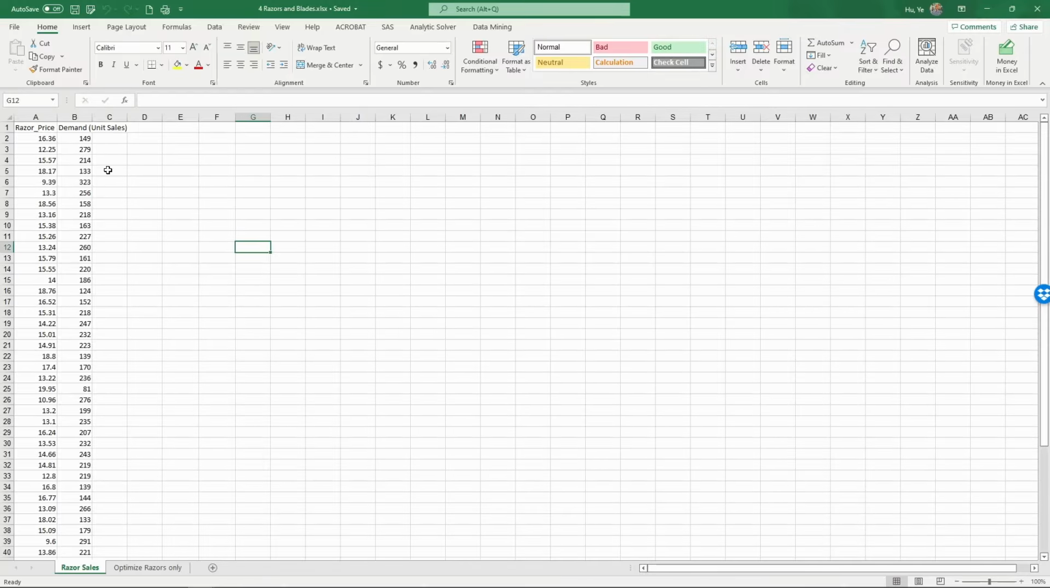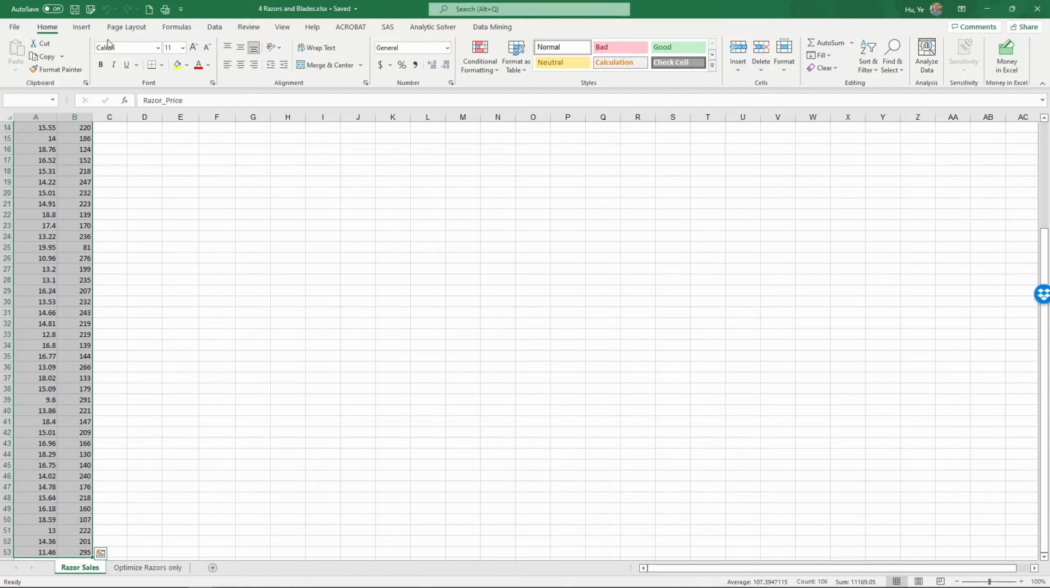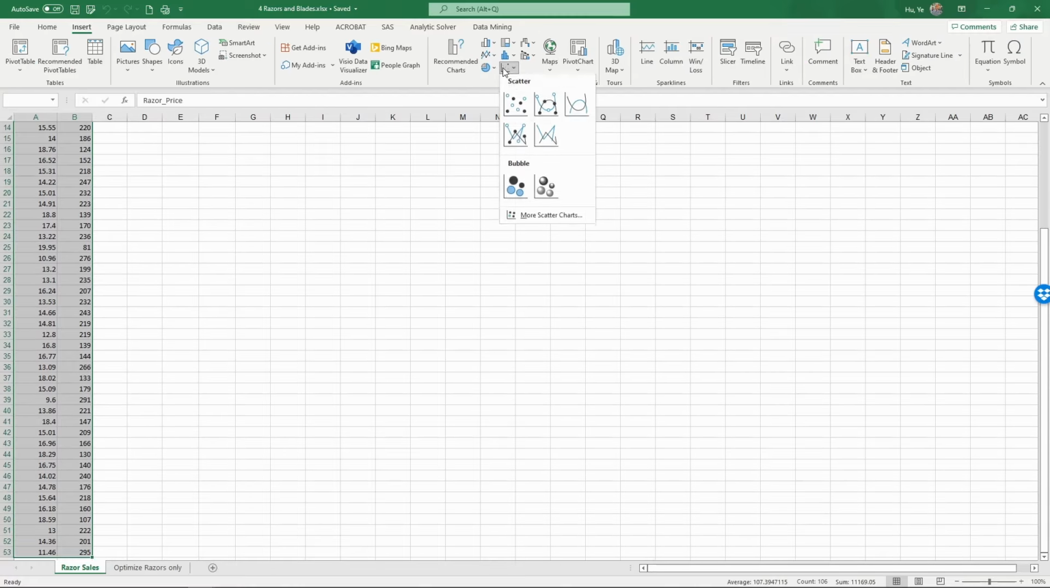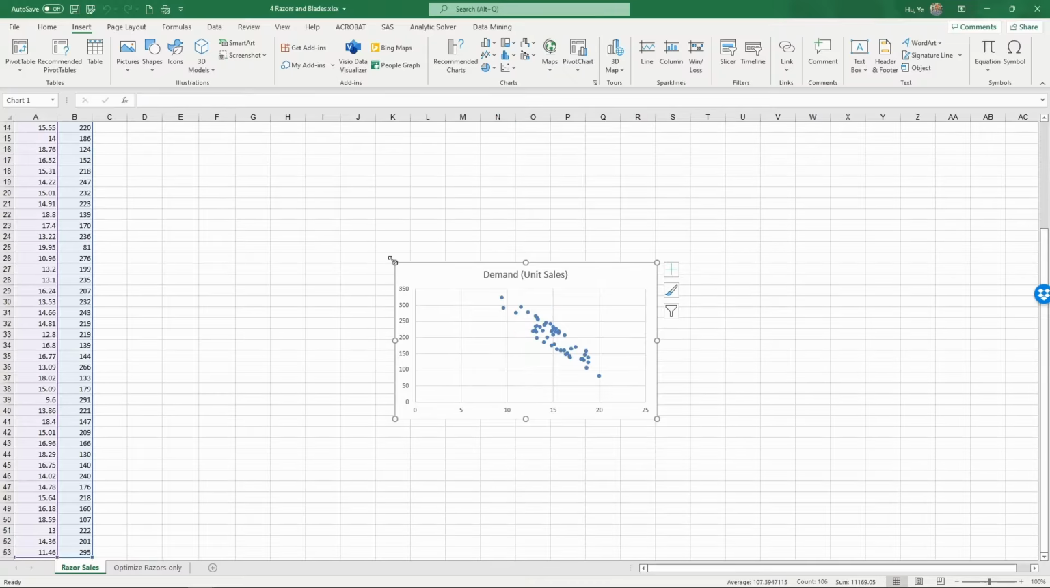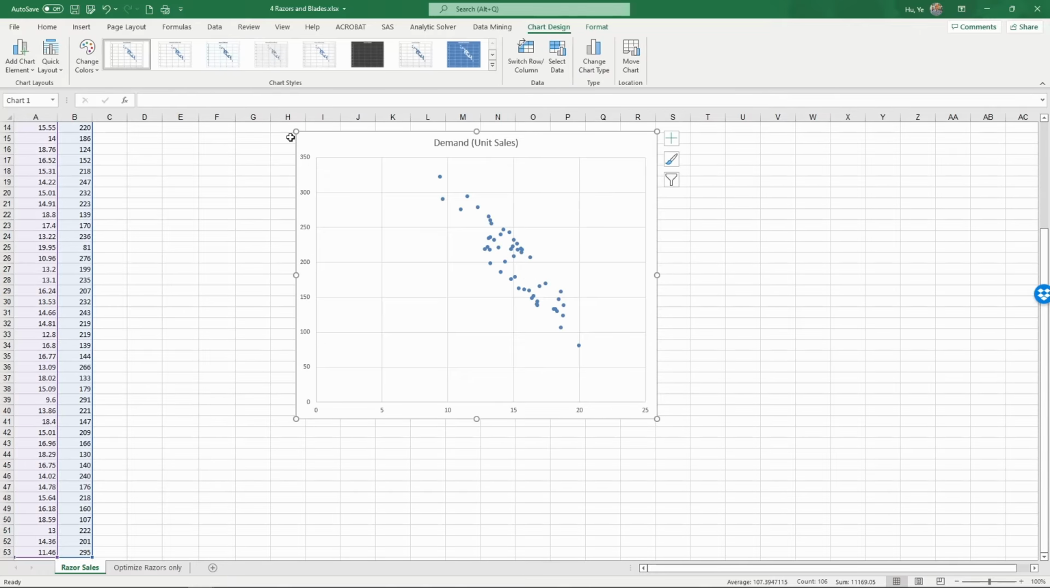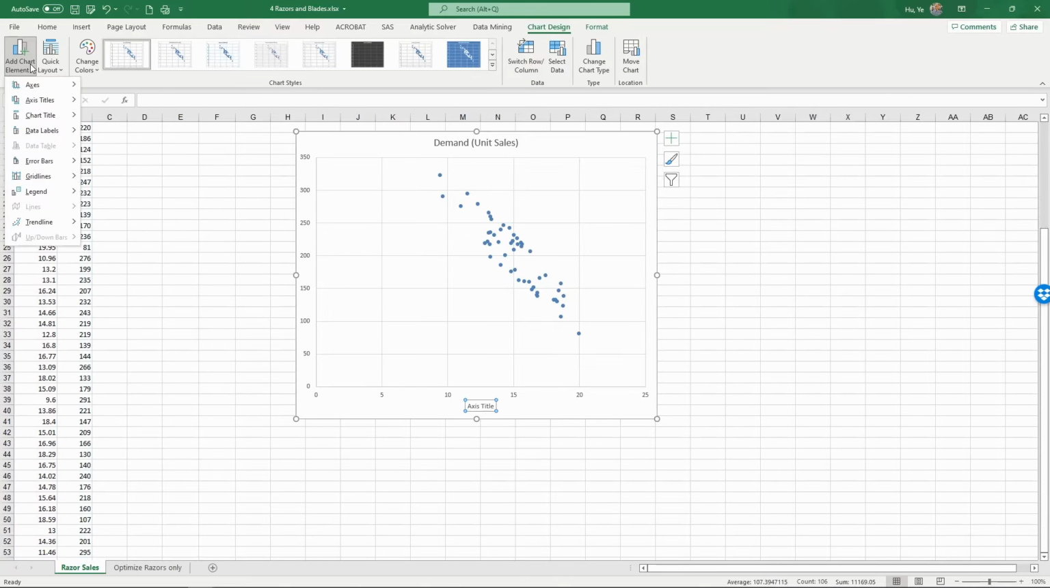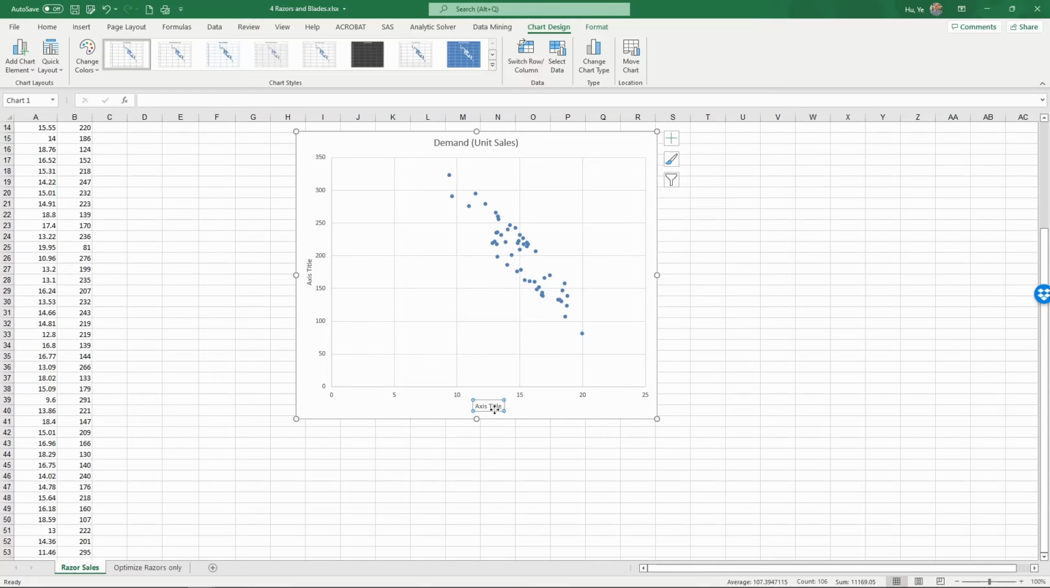So first, let's create the demand curve. So select the first two columns of razor price and the demand. Control Shift right and down, and then insert scatter plot. And let's enlarge this, and always label your chart: horizontal, vertical, and this is price, and this is demand, and then this is the demand curve.